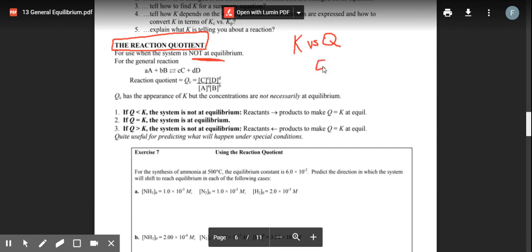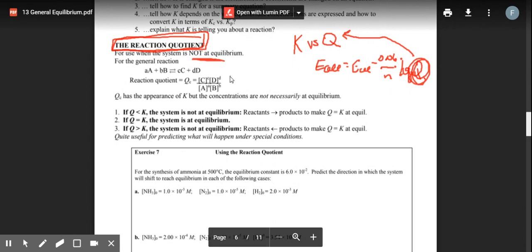If you remember the good old Nernst equation, and it sounds like I don't know what I'm saying because my nose is stuffy, but the Nernst equation is when we were trying to figure out an E cell at non-standard conditions. So E cell was equal to E naught cell minus 0.06 over n times the log of Q. So this Q right here is the reaction quotient. It just means that your system is not at equilibrium.